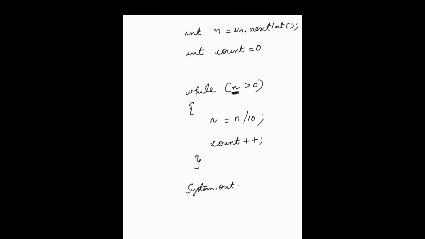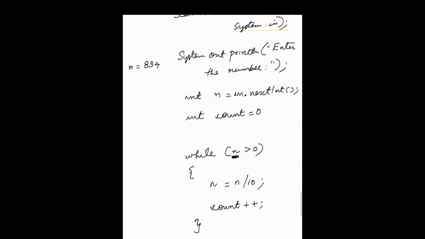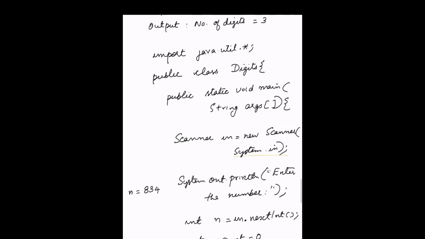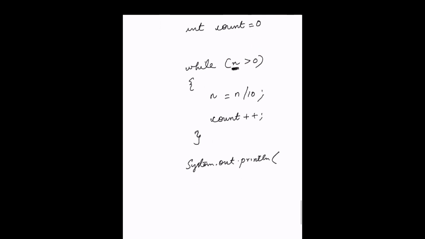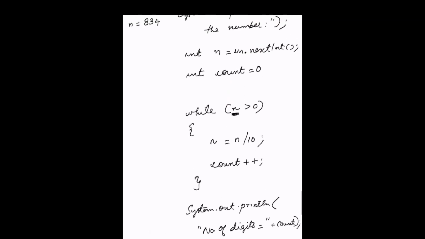System.out.println, "Number of digits equal to" plus count. Here ends my program. Okay, so I want to show you how it works.